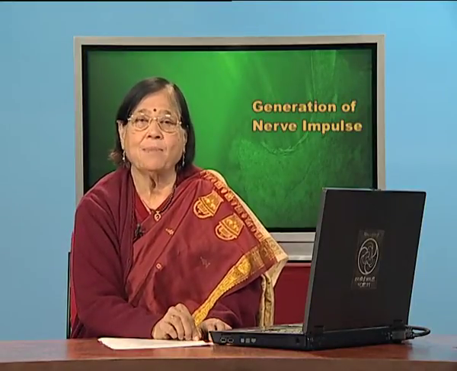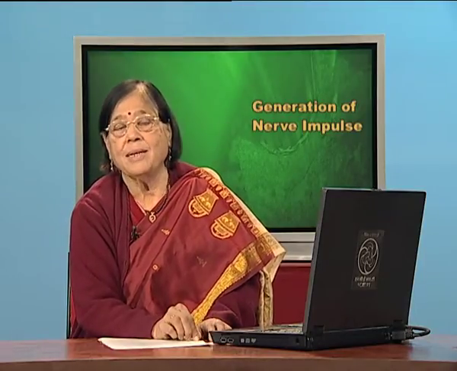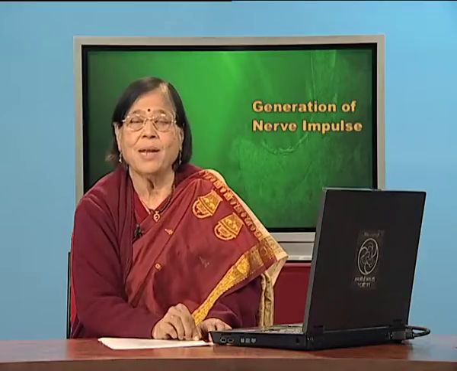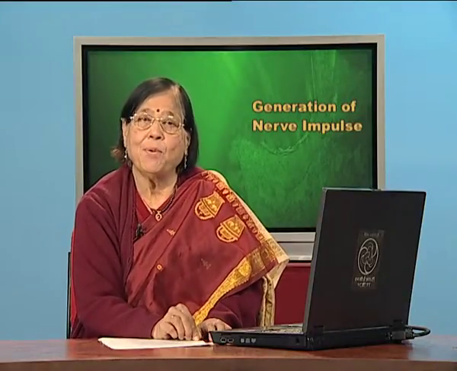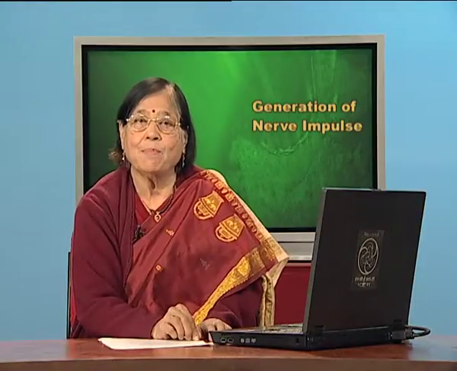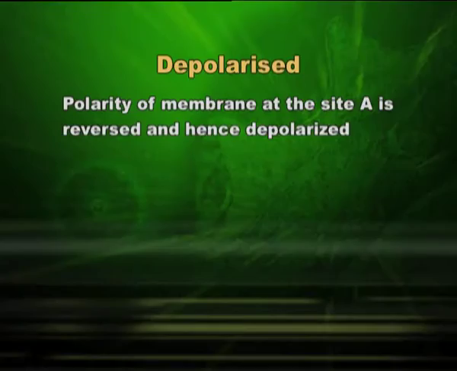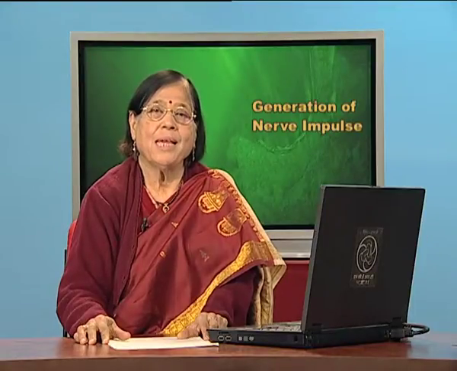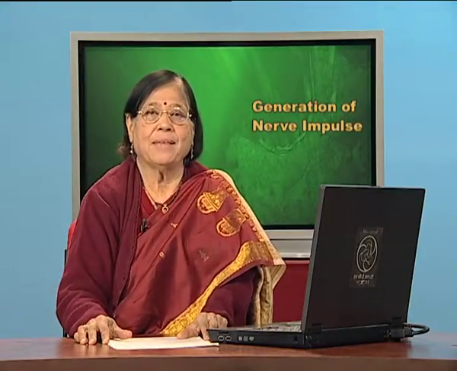So, once the impulse has passed through total nerve cell, the total nerve cell will become normal or in the polarized condition. Depolarized condition comes only when impulse is passing through that particular point. So, students, I am sure you have understood what is meant by depolarized condition. Polarity of the membrane at the site A is reversed, hence depolarized, and I am sure you have also understood the importance of depolarized condition in this particular case, because stimulus can move only by making membrane depolarized.